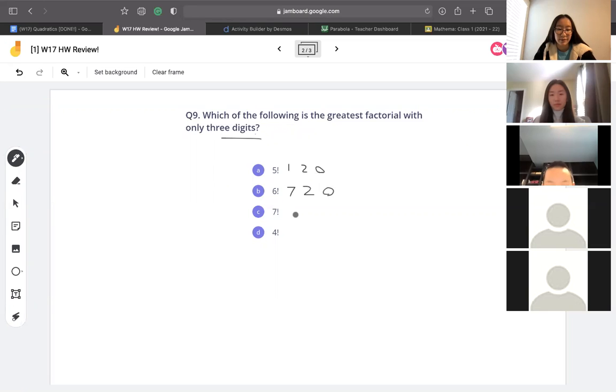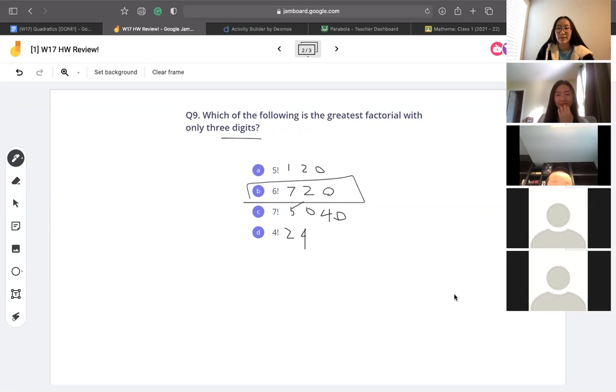What would 7 factorial be? It would be 5040. So yeah, you can see that that's 4 digits, which is more than 3 digits. So whoever said 6 factorial would be correct. And then 4 factorial is 24. So good job. I actually got it right. That's great.